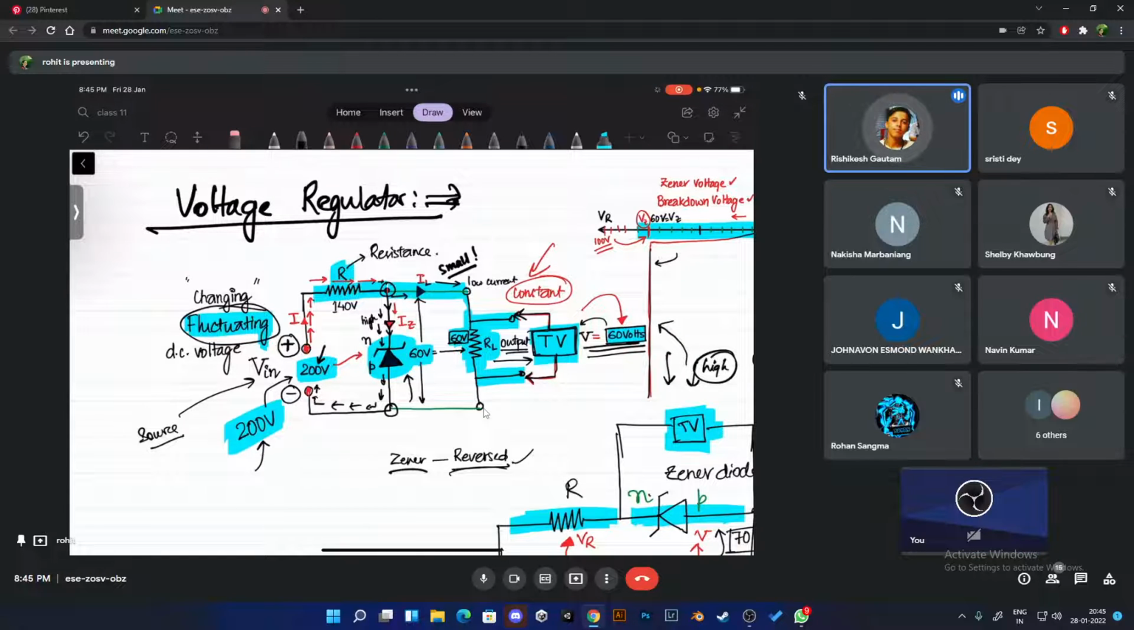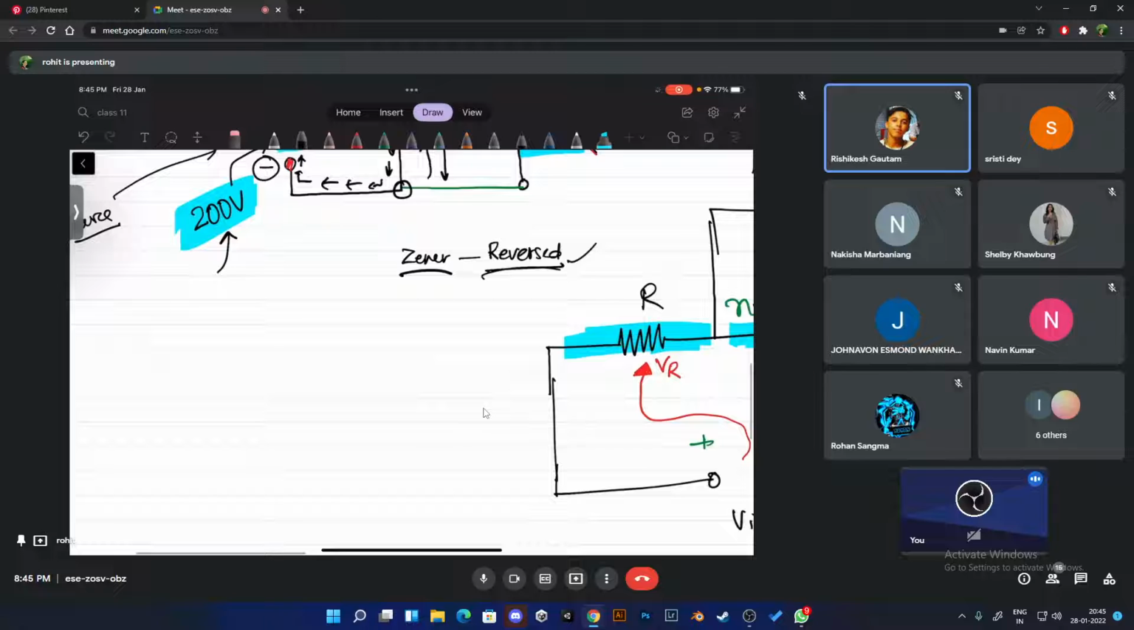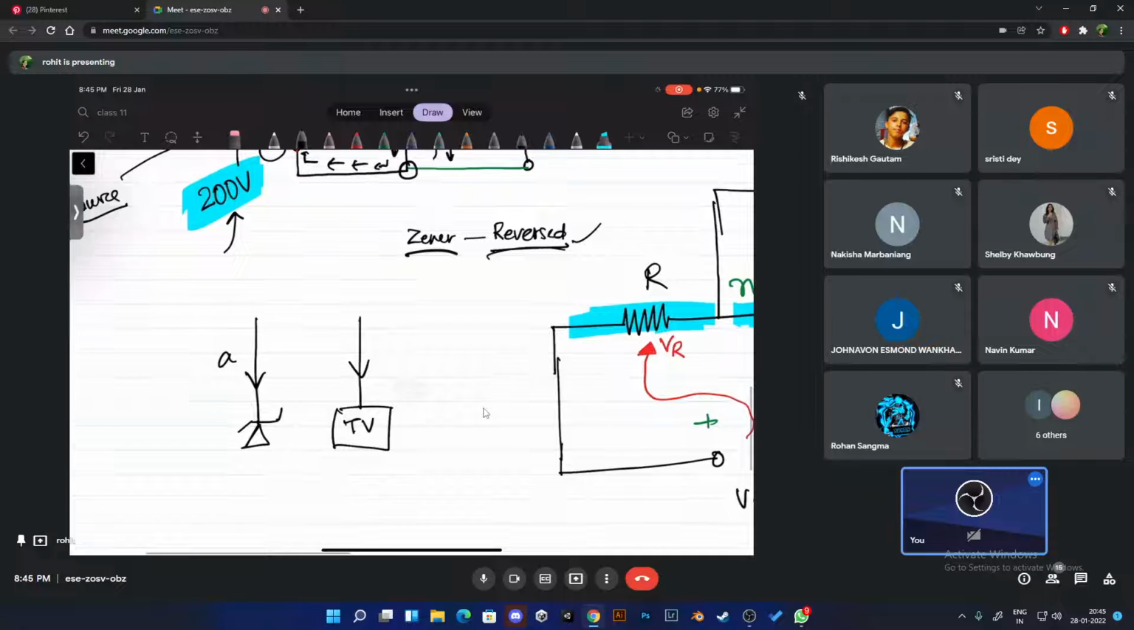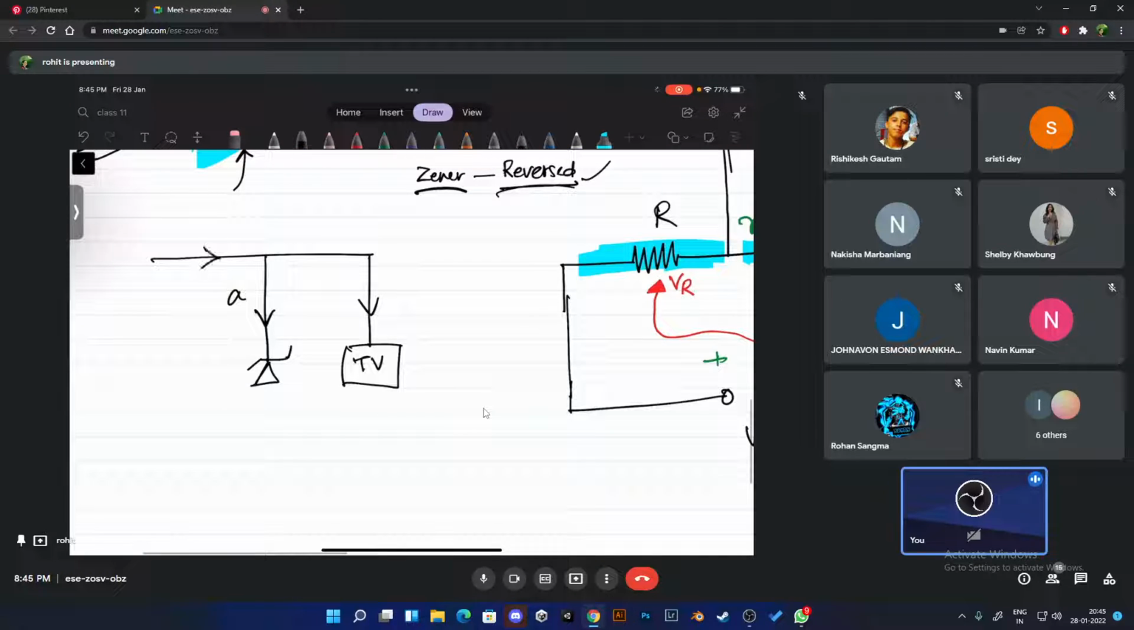Sir, but why low current? Low current, okay, I'll tell you. See, Rishikesh, look at this. This is path A and this is path B. You connect your TV here. The current is coming from here, and it gets divided here, right? If it is 10 amperes, some current will pass from here, some current will pass from there. Can you understand?